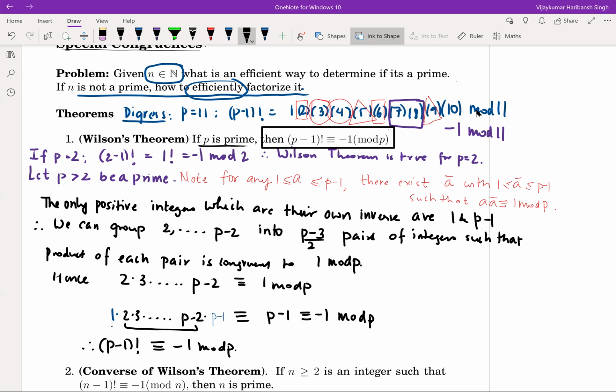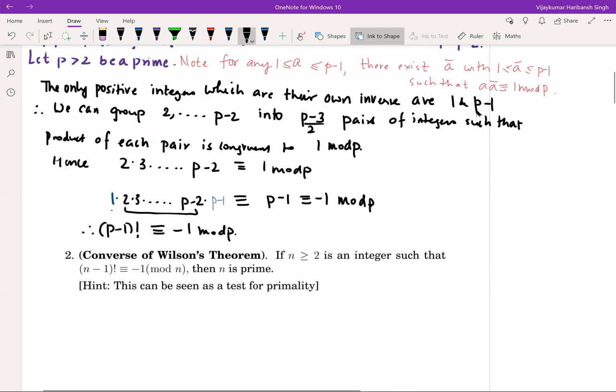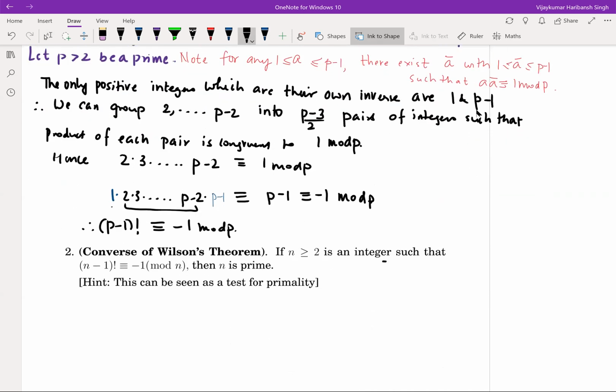Now let's ask the question, is the converse true? What do we mean by converse? If this is true, then is p prime? And the answer is yes. If n greater than or equal to 2 is an integer such that n minus 1 factorial is congruent to minus 1 mod n, then n is a prime. Note that this can be used as a first test for primality, to check whether a given positive integer is prime or not. Nevertheless, this is not an effective method, but still there is at least one method we know now.